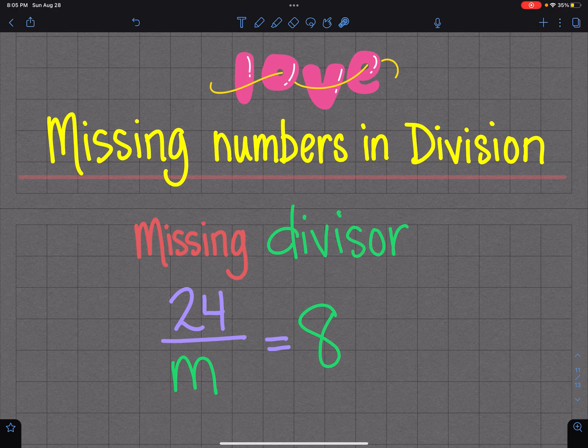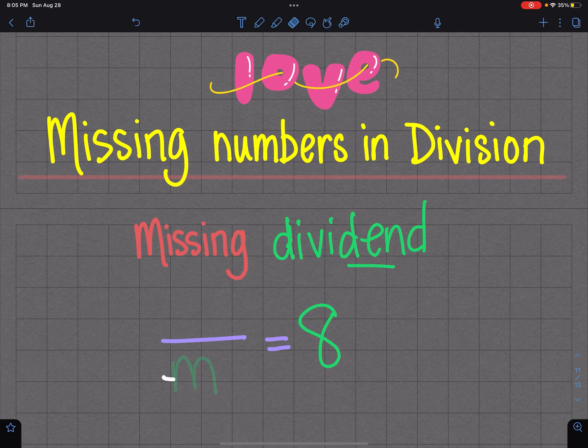To do a missing dividend, let's say you know everything except the dividend. Now, dividend, remember, is like the couch that is in the den, and so that's the big number that is missing.